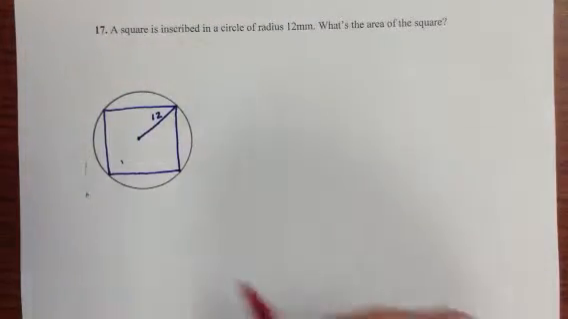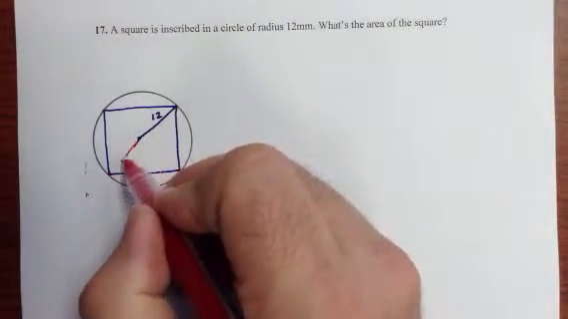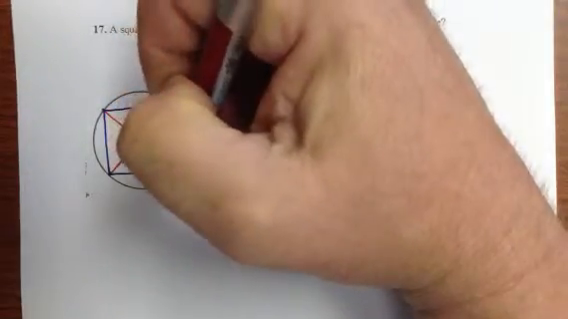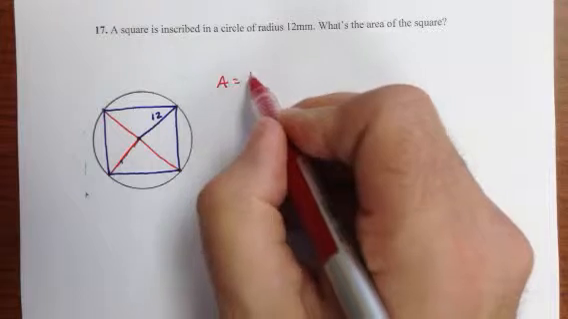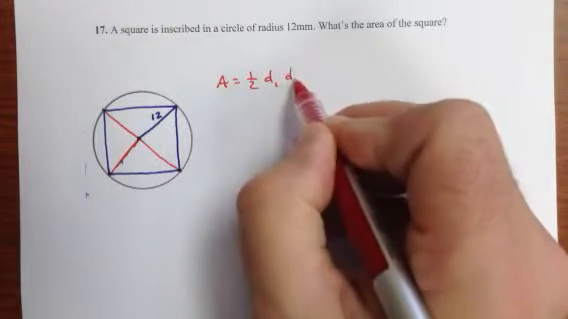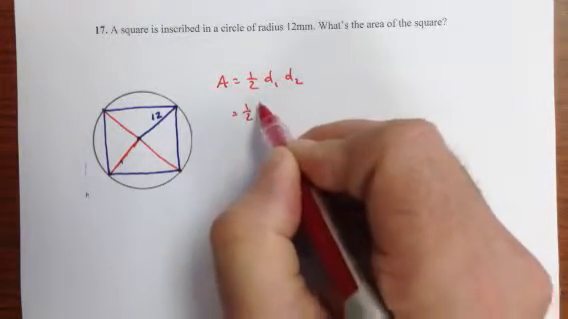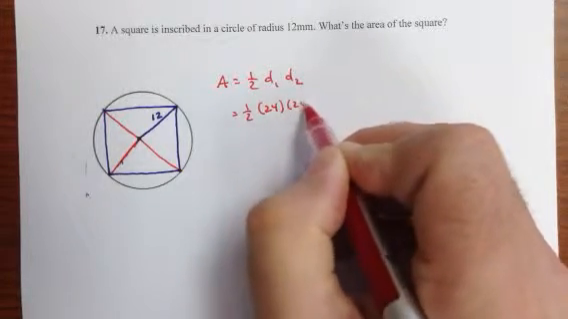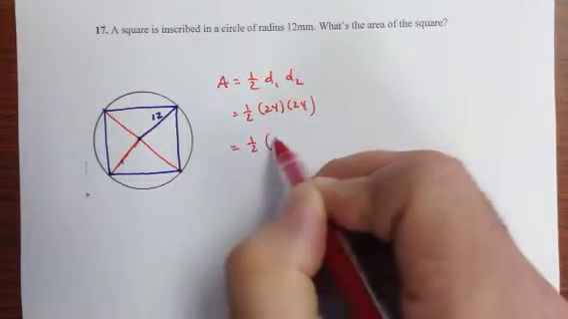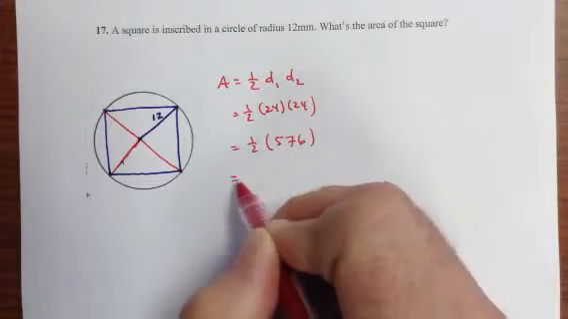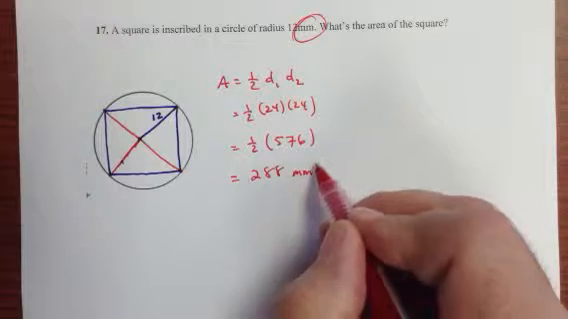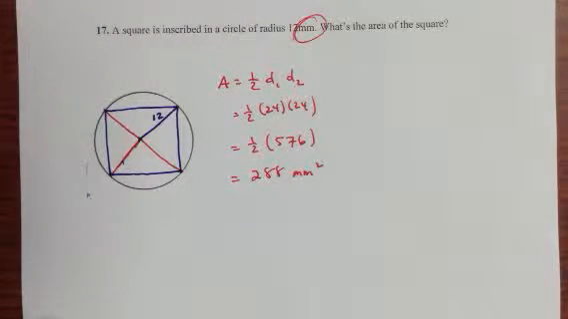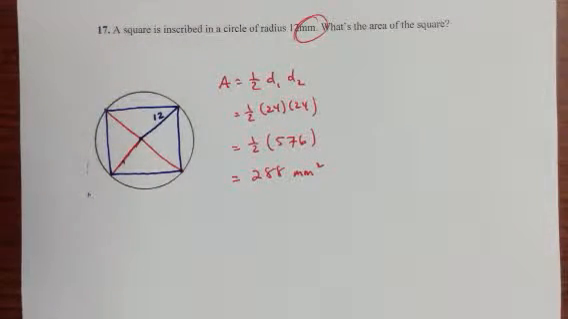And there are several ways to do this. The quickest way might be to realize that this is going to be a diameter. And then likewise, you have a diameter going that way. And a square is a rhombus. 1/2 diagonal 1 times diagonal 2. 1/2 of 24 times 24. Half of 576 is 288 square millimeters. Treat it like a rhombus.